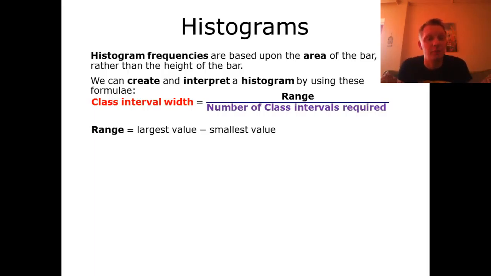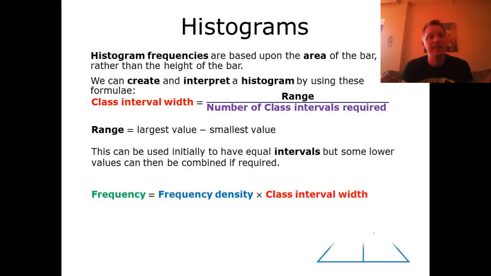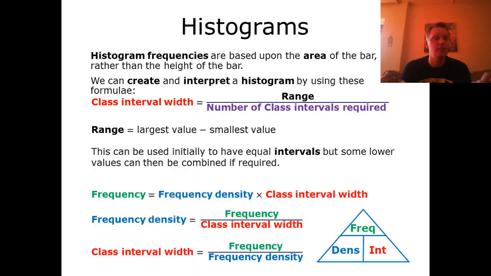We can create and interpret these by remembering some formulas. Class interval width, so the width of the bars, is going to equal the range divided by how many class intervals that we want. The range is biggest take away smallest, and in any of our class intervals, if we've got small frequencies, we can actually combine these with class intervals which are next to them, so making that class interval width wider.